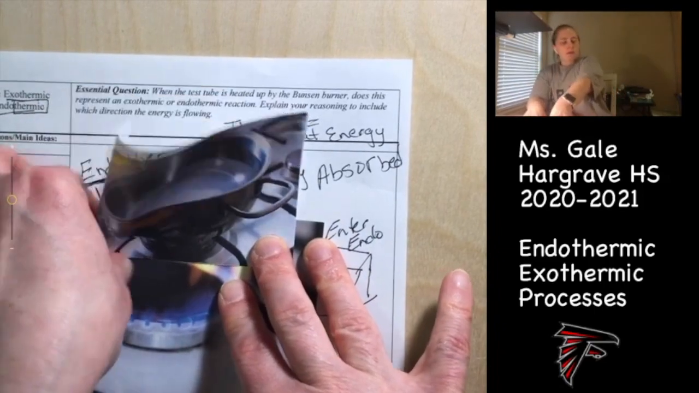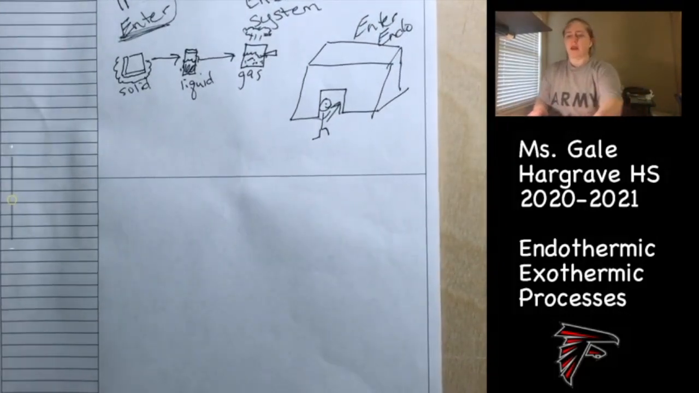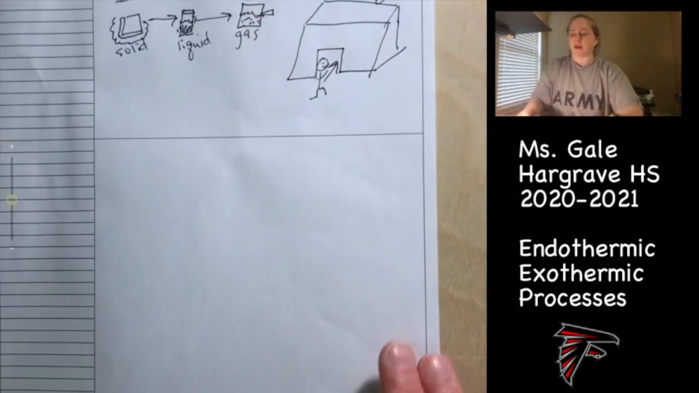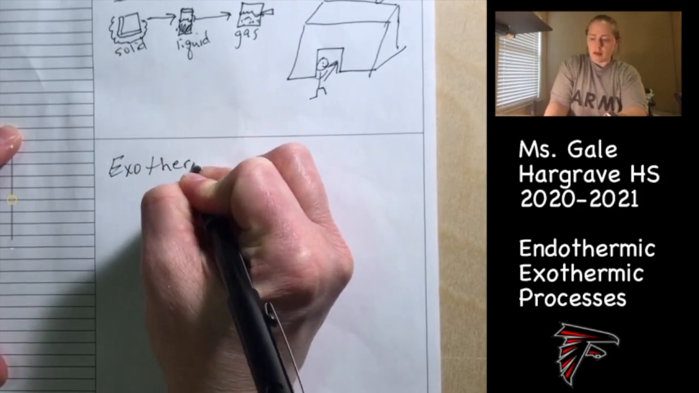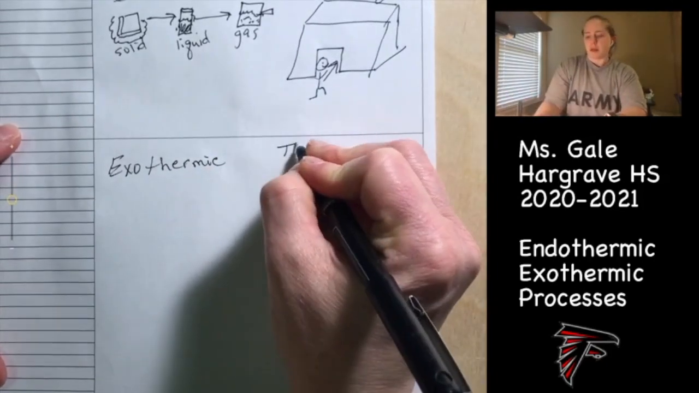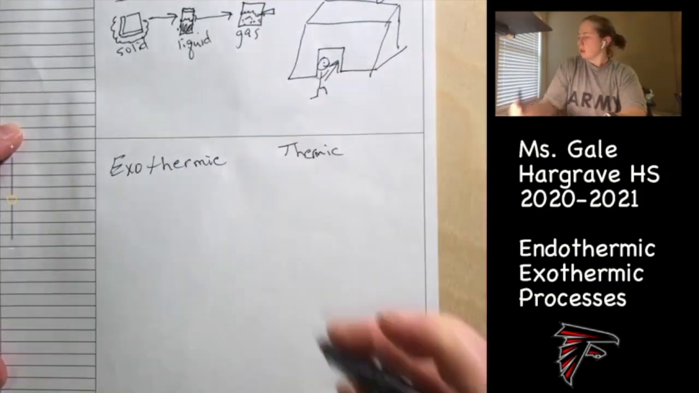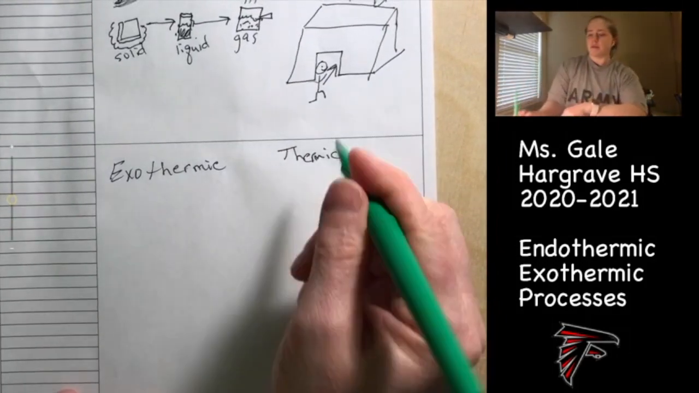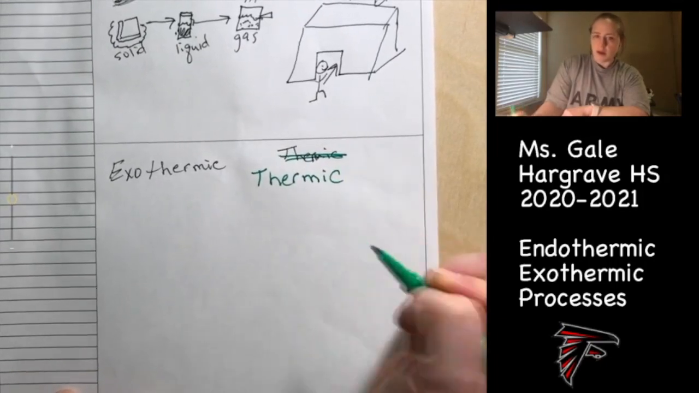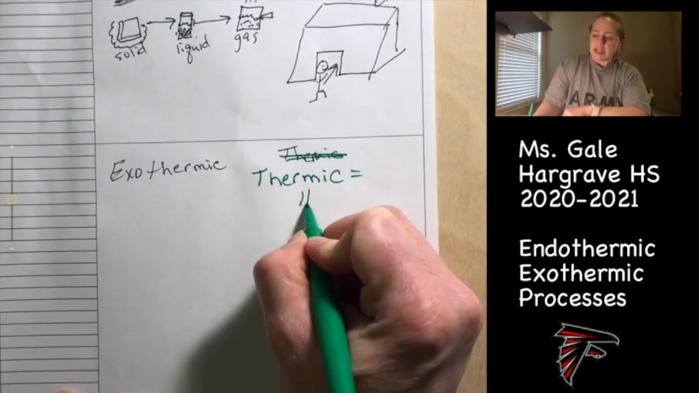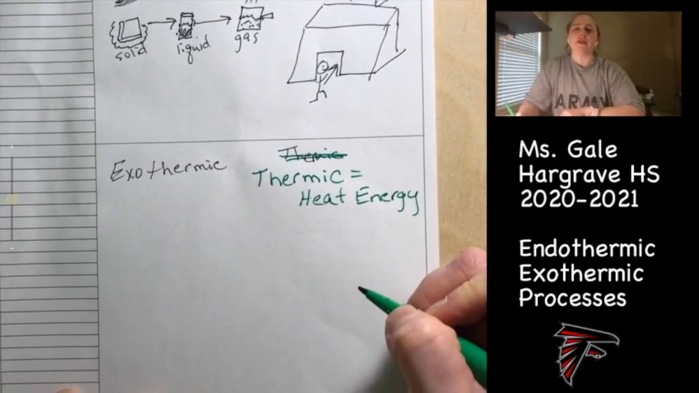Okay, so now let's go down real quick to the bottom of the page, and we're going to talk about exothermic real quick. So exothermic. Remember thermic, if I can spell correctly. I'm going to rewrite this. Thermic is heat energy, or thermal energy.